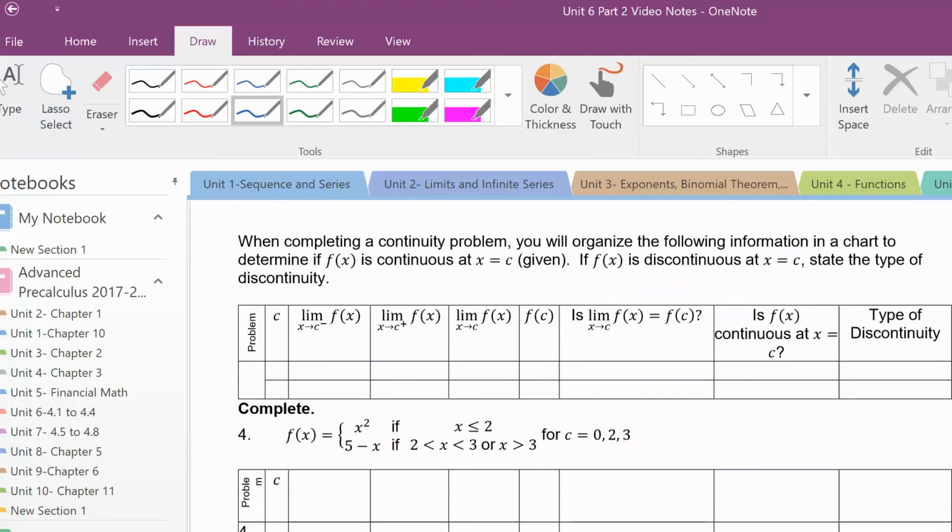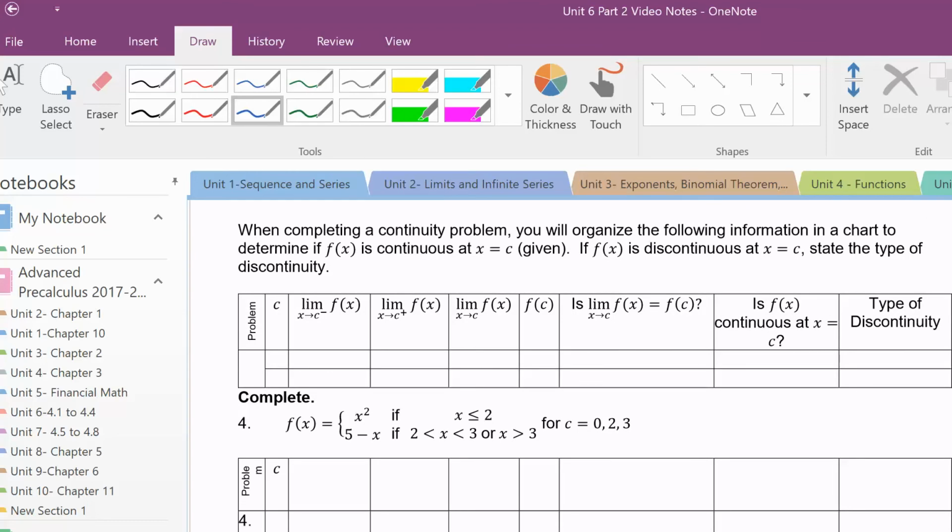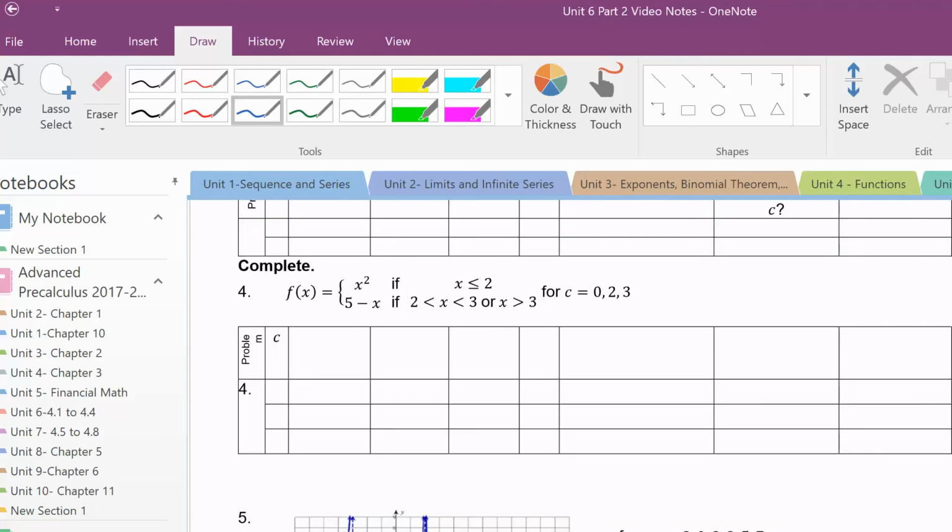So now we're going to make a table. When you complete a continuity problem, you're going to have a table with the headings: the limit from the left, the limit from the right, the limit of the function at that point, the value f of c, and then, is the limit the same as f of c? If it's the same, then it's continuous or not, depending upon your answer to the previous one, and what type of discontinuity.